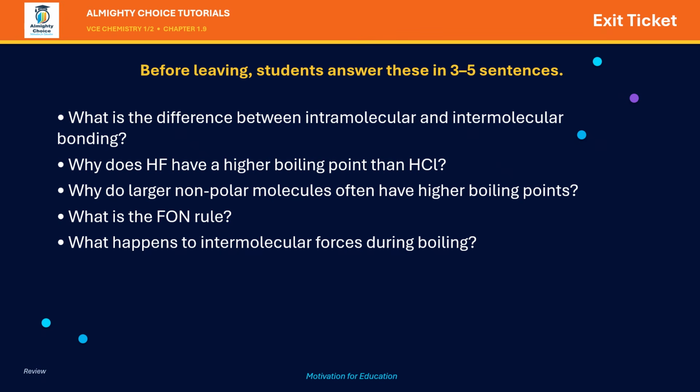For example, if you're comparing boiling points, make sure you mention the type of intermolecular forces, the strength of the force, and the energy required to overcome it. Remember, stronger intermolecular forces mean higher boiling points because more energy is required to separate the molecules. Also, make sure you use the FON rule correctly when discussing hydrogen bonding. Take your time, think carefully and try to write scientifically accurate explanations. These are exactly the kinds of questions that come up in SACs and exams.